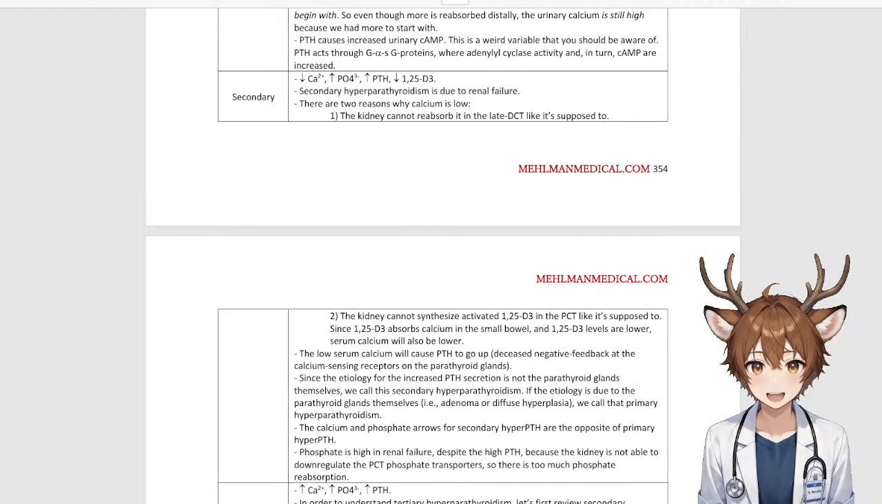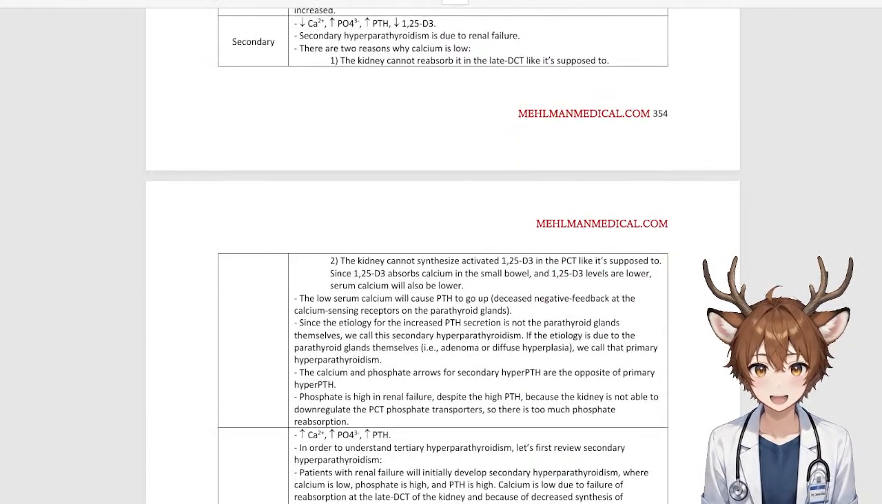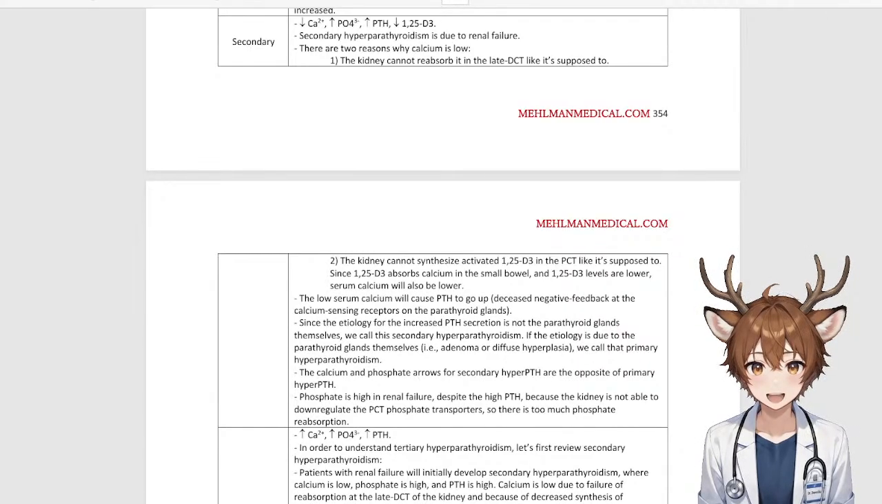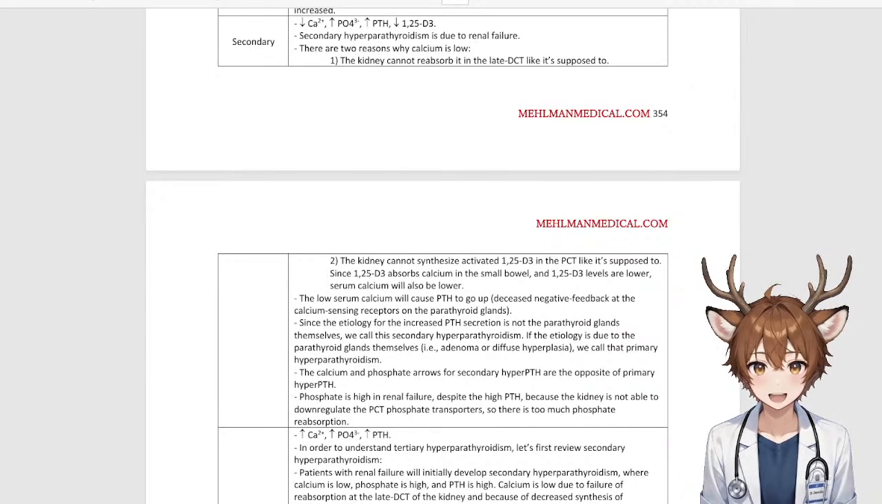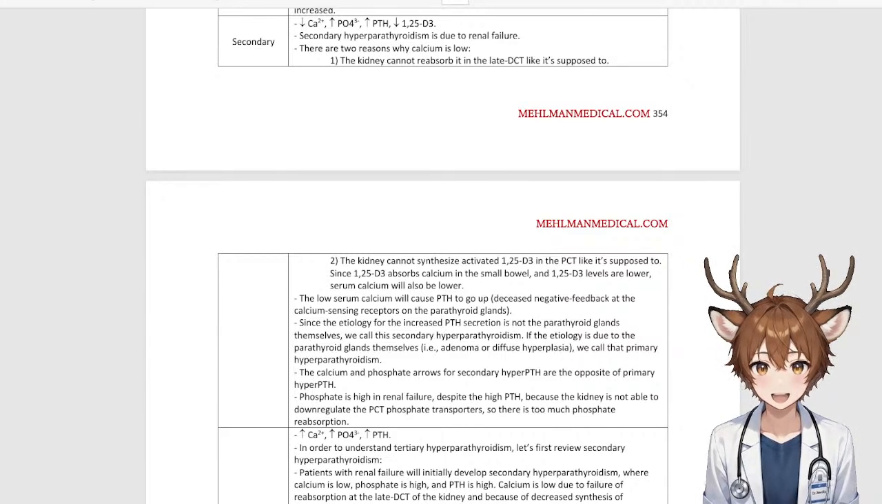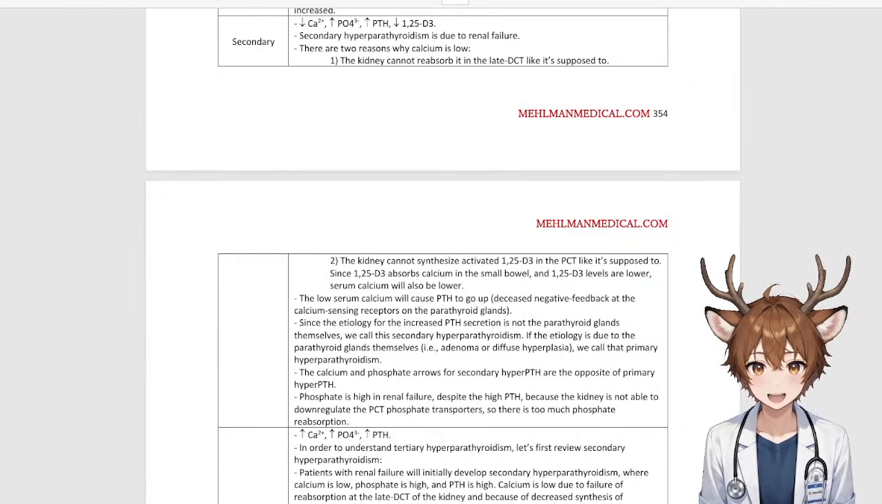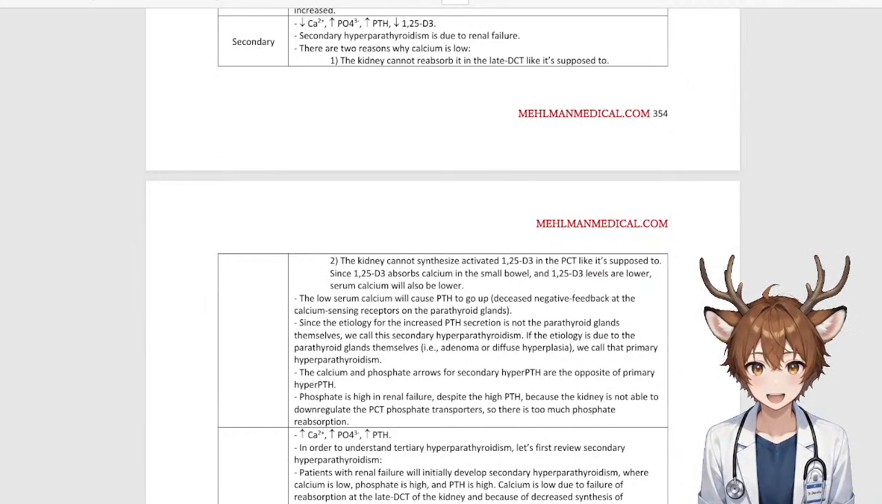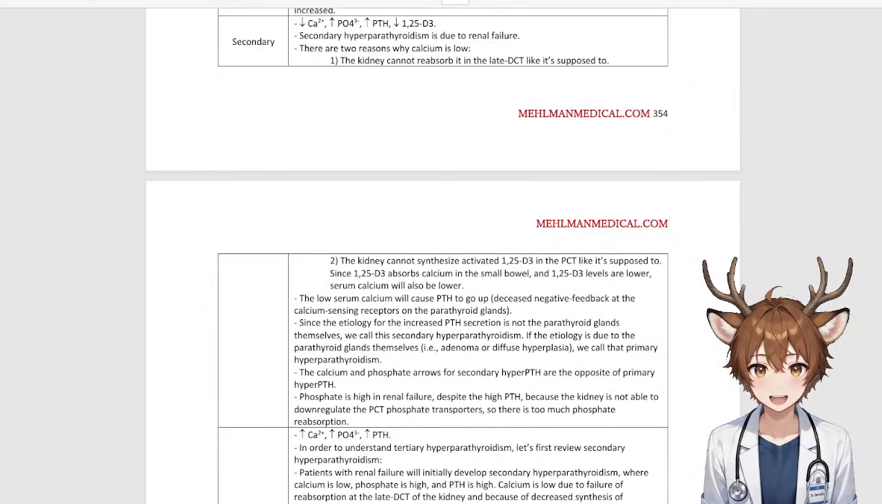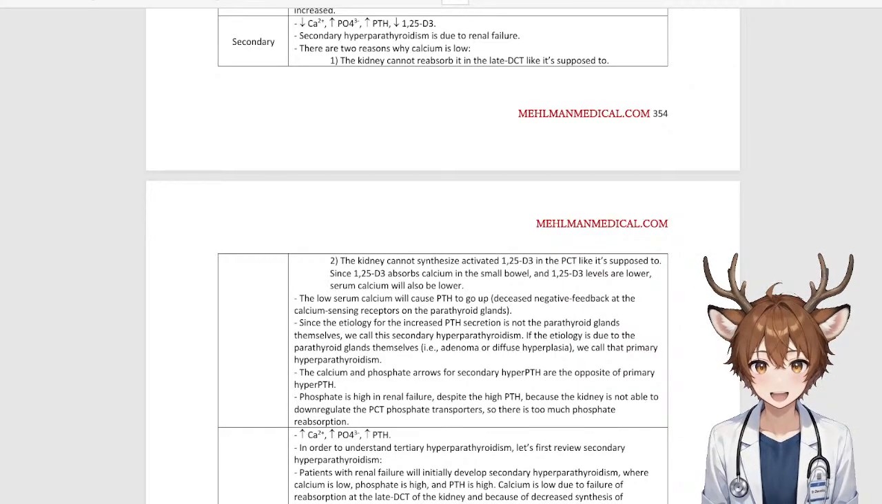Secondary. So this is going to be secondary hyperparathyroidism. Decrease in calcium, elevated phosphate, elevated PTH, and decrease in 1,25-D3. Secondary hyperparathyroidism is due to renal failure. There are two reasons why calcium would be low. One, the kidneys cannot reabsorb it in the late distal convoluted tubule like they're supposed to. Two, the kidney cannot synthesize activated 1,25-D3 in the proximal convoluted tubule like it's supposed to.